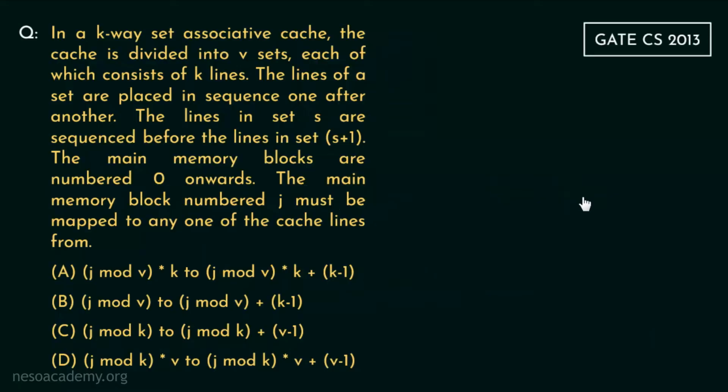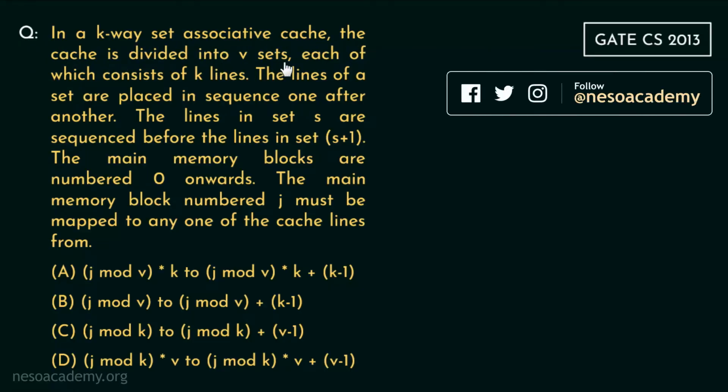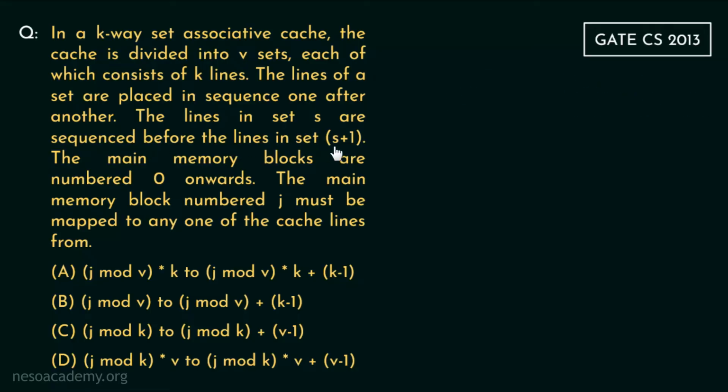Consider this question. It came in the GATE Computer Science 2013 paper. The question states: in a k-way set associative cache, the cache is divided into V sets, each of which consists of k lines. That means we have a k-way set associative cache organization where the number of sets is V. And from k-way set associative, it's obvious that every set is going to have k lines. Now the lines of a set are placed in sequence one after the other. The lines in the set S are sequenced before the lines in the set S plus 1.